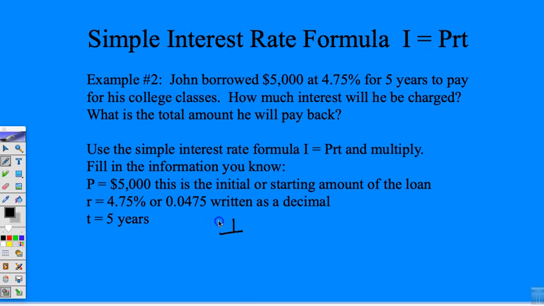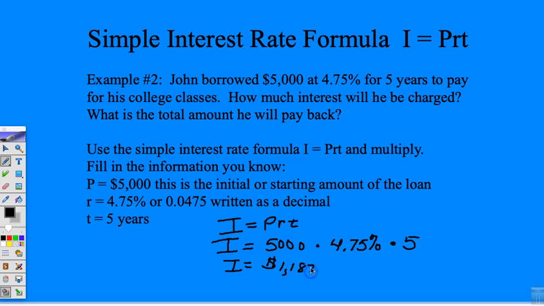So starting with that same formula, to figure out how much interest he's going to be charged, we're just going to multiply those three numbers together. So I'm going to leave big I there. I'm going to enter 5,000 for P times the rate, which is 4.75%, times 5 years. So if I multiply those three together, I'll give you a moment to go ahead and do that. You should end up with the same amount I do, $1,187.50.